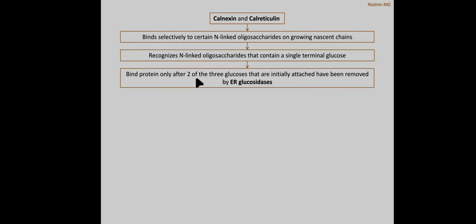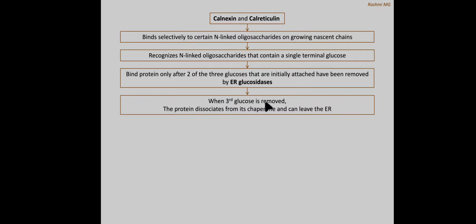See, the overall thing that I explained here is in flowchart type. Calnexin and calreticulin are two chaperones which help in preventing the misfolding of the proteins. They bind selectively to certain N-linked oligosaccharides on growing nascent chains. They recognize N-linked oligosaccharides that contain a single terminal glucose. They bind protein only after 2 of the 3 glucose that are initially attached have been removed by the ER glucosidase. Then when the third glucose is removed, the protein dissociates from its chaperone and can leave the ER to the Golgi.